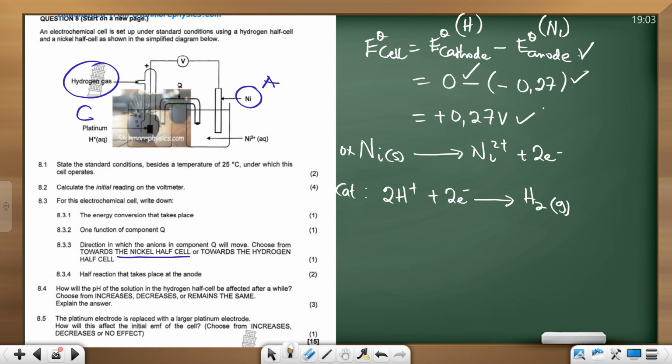Hydrogen ions. But what at what we have here? What's happening to the hydrogen ions? Now, how will the pH be affected?